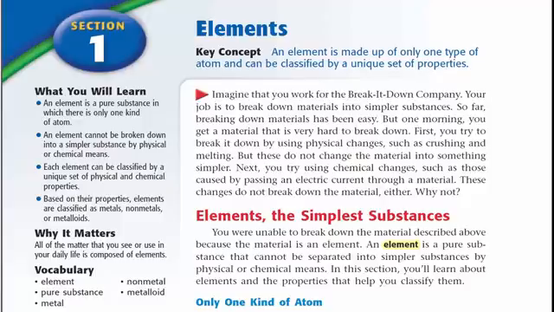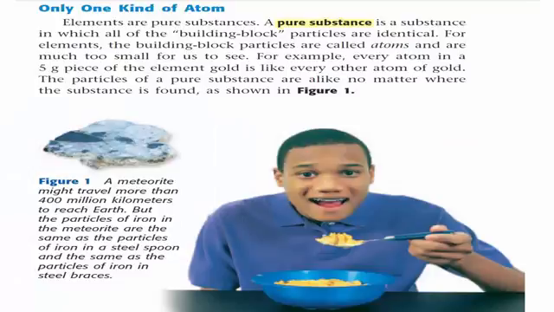Next, you try using chemical changes, such as those caused by passing an electric current through a material. These changes do not break down the material either. Why not? Elements, the simplest substances. You were unable to break down the material described above because the material is an element. An element is a pure substance that cannot be separated into simpler substances by physical or chemical means. In this section, you'll learn about elements and the properties that help you classify them.